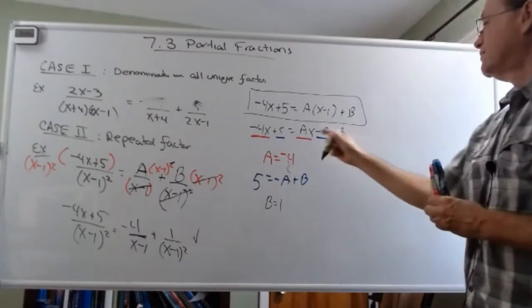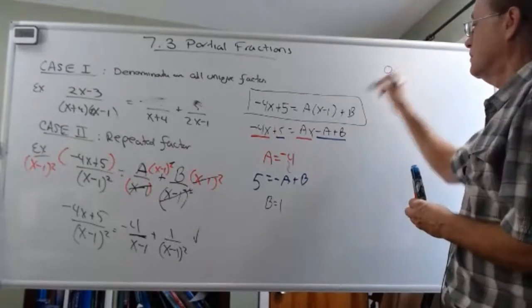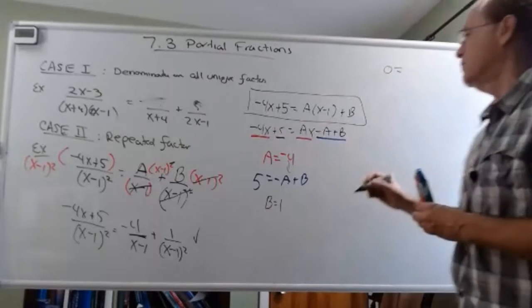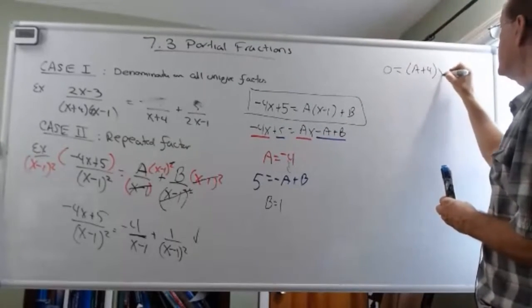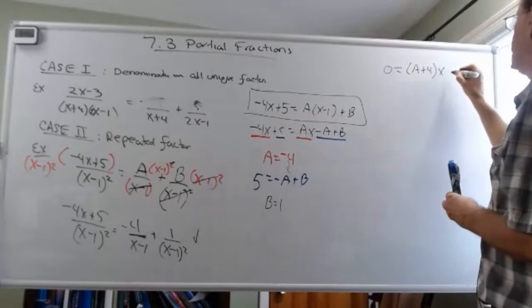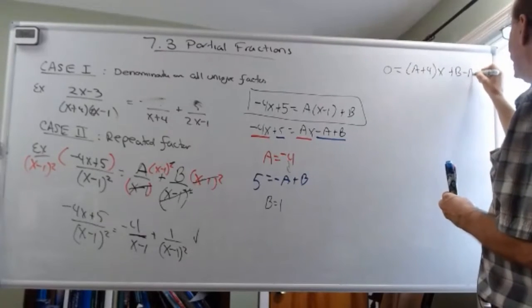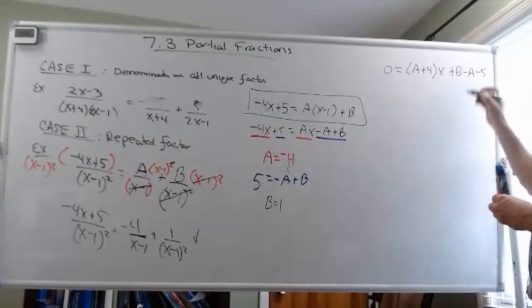So what I could do is move everything to one side of the equation. This is another way of looking at it. I'm going to move that negative 4x over, so I get a 0, and the 5 is going to come over. That gives me a plus 4 times x. Now the a and then the plus 4, and then I have b minus a and minus 5. So this has to be 0.